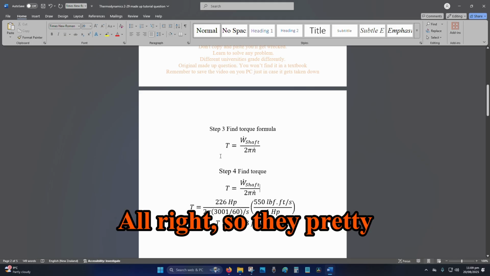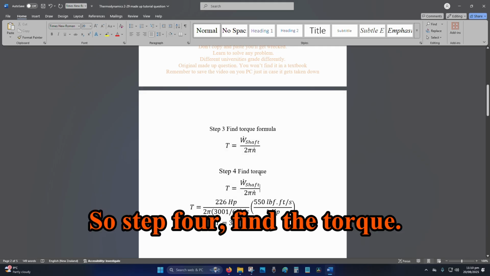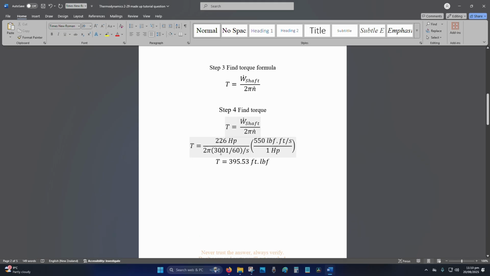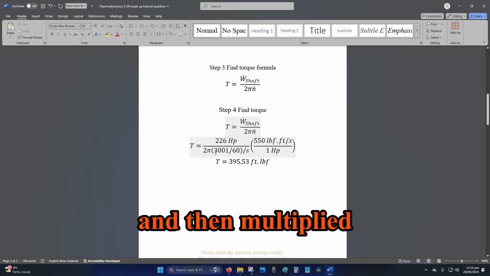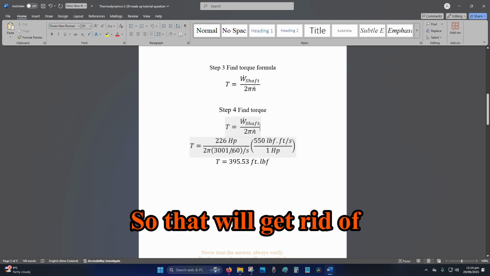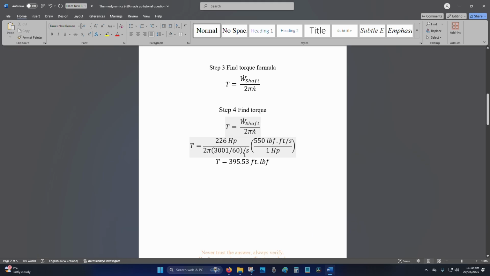Alright, so they pretty much give us everything. We just plug and play. So step 4, find the torque. So 226 horsepower divided by 2 pi and then multiplied by 3001 divided by 60. So that will get rid of the minutes to seconds.